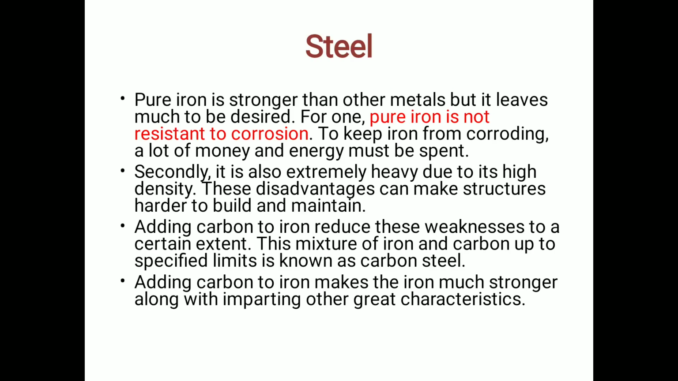And then steel. Pure iron is stronger than other metals, but it leaves much to be desired. For one, pure iron is not resistant to corrosion. To keep iron from corroding, a lot of money and energy must be spent. Secondly, it is also extremely heavy due to its high density. These disadvantages can make the structure harder to build and maintain. Adding carbon to iron reduces the weakness to a certain extent. This mixture of iron and carbon up to a specified limit is known as carbon steel. Adding carbon to iron makes iron much stronger along with imparting other great characteristics.